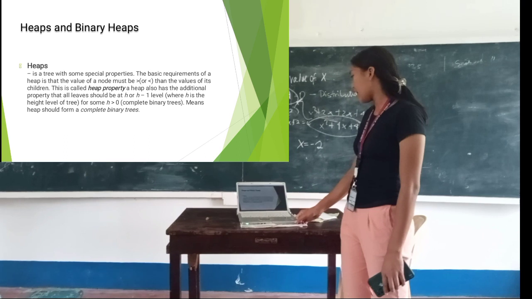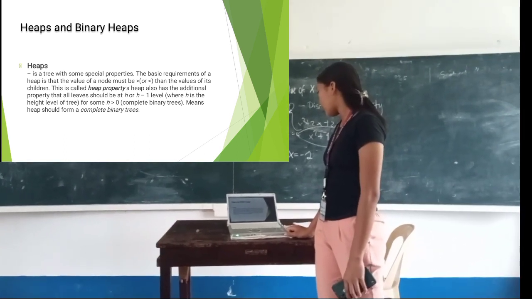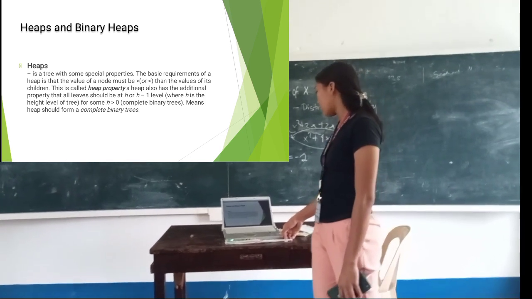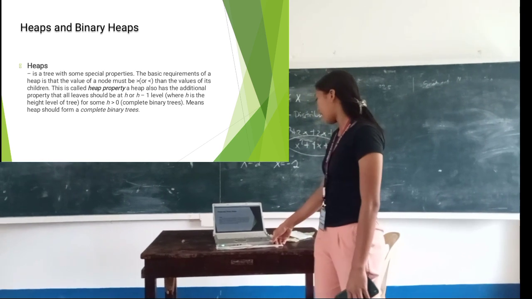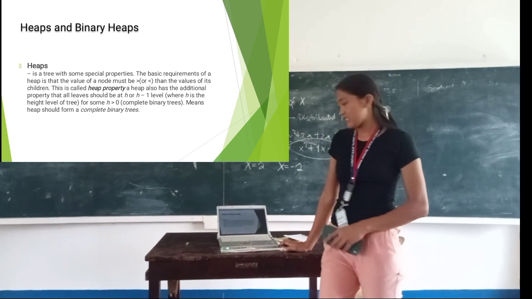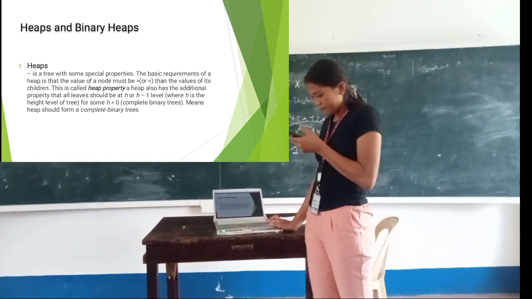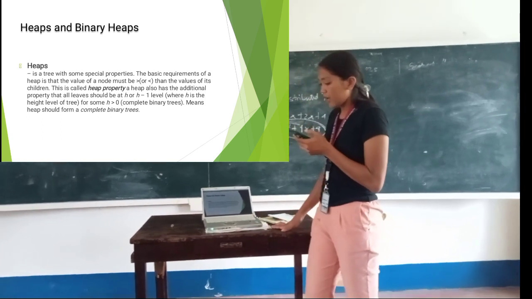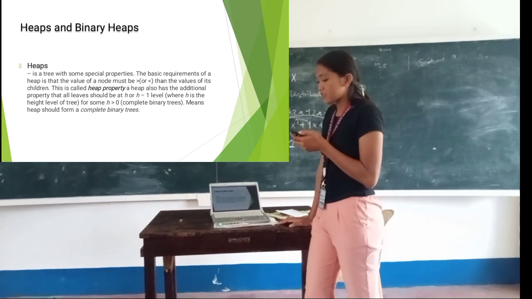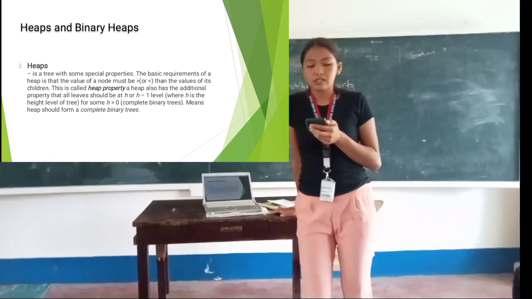A heap also has the additional property that all leaves should be at level h or h minus 1, where h is the highest level of the tree, for some h greater than 0. Complete binary tree means a heap should be formed from a complete binary tree. So a heap is a complete binary tree based data structure. You should have a good understanding of trees before jumping to this section.